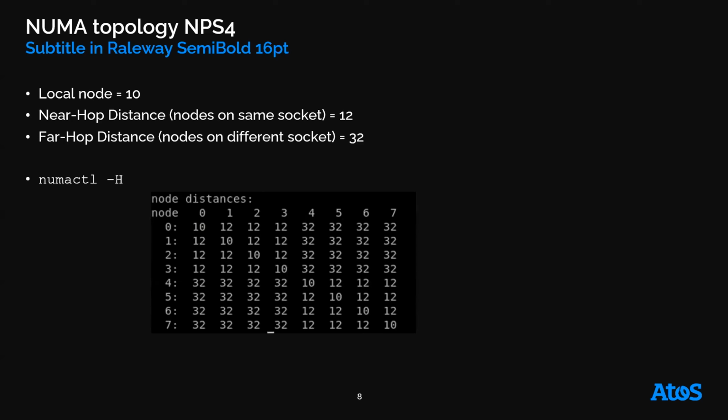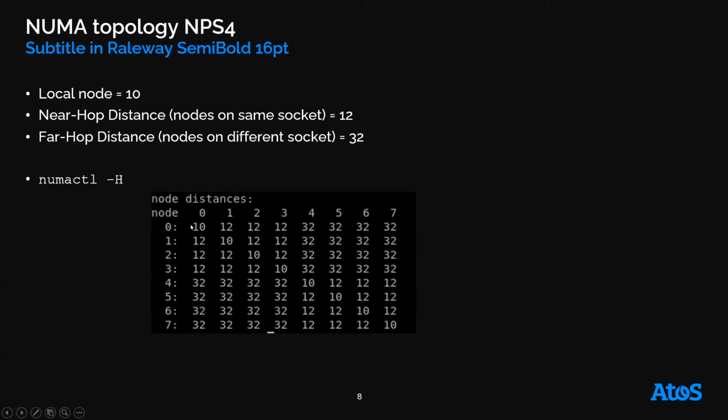Here you see again what I talked about, that there are 4 NUMA nodes on 1 CPU. There are 2 CPUs on a node, so there are 8 NUMA nodes in total on each node. That's what you see here. You see nodes 0 until 7, and on the vertical axis the same thing.